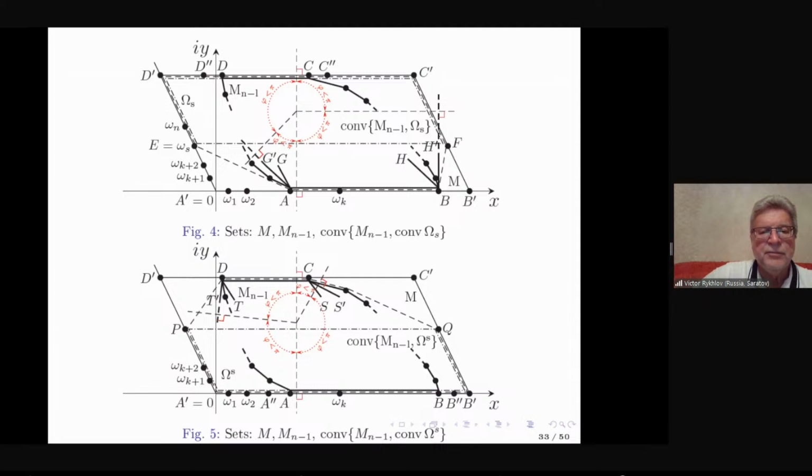You see the polygon A, B, C, D doesn't touch the sides A prime, D prime, and B prime, C prime.